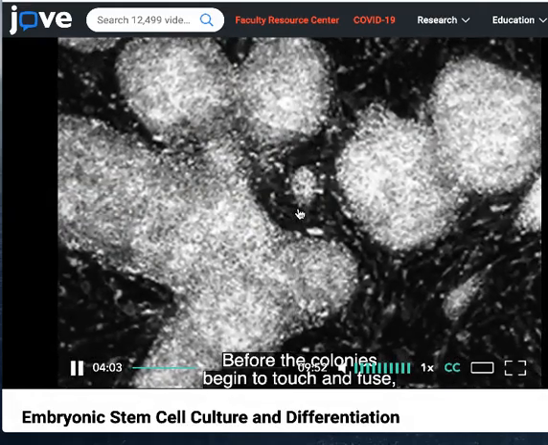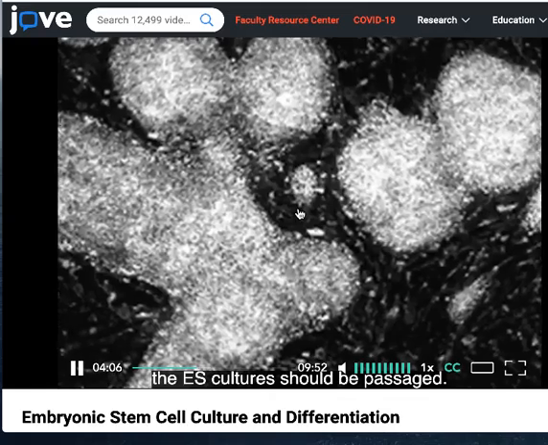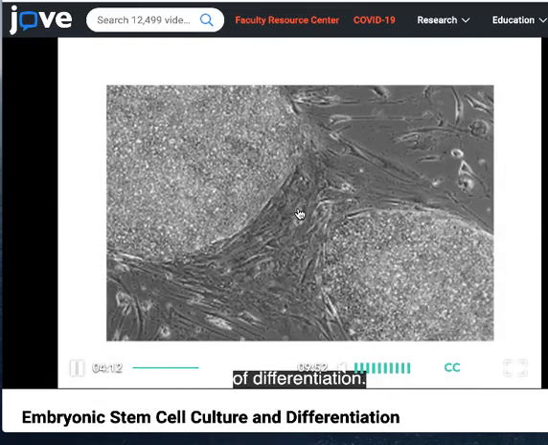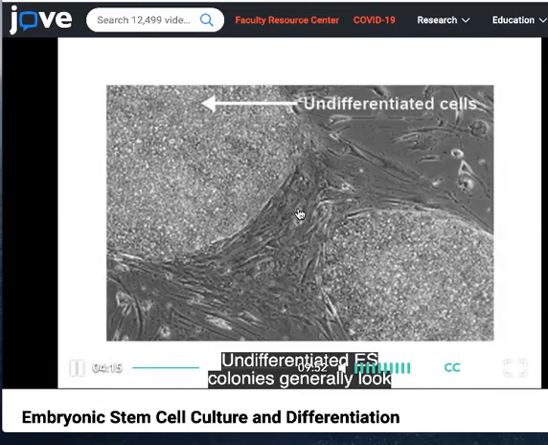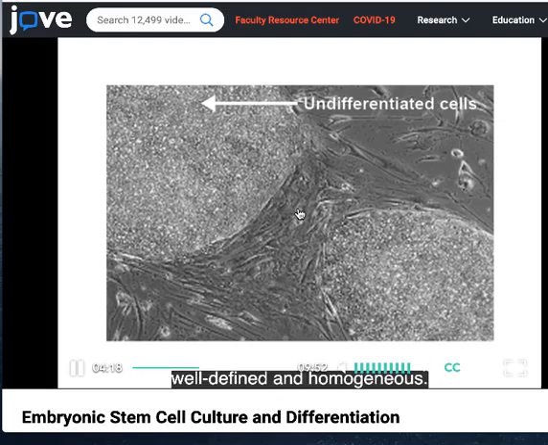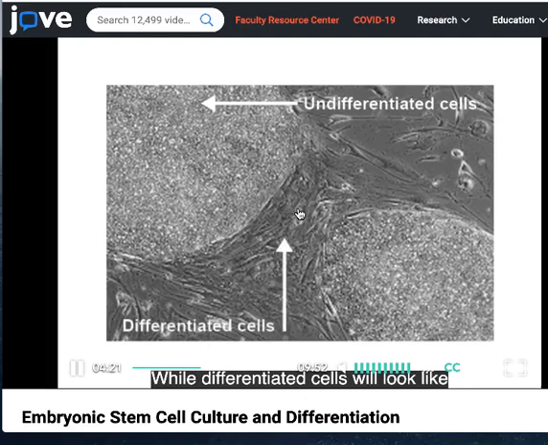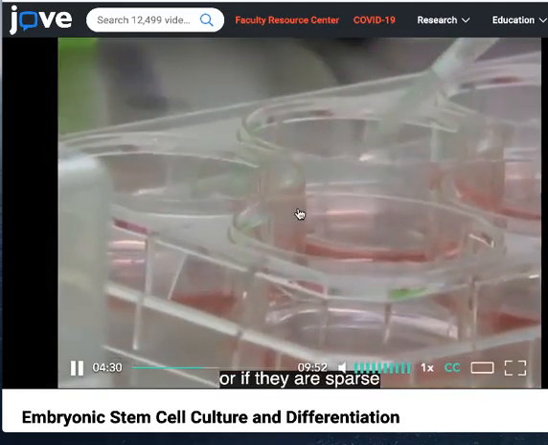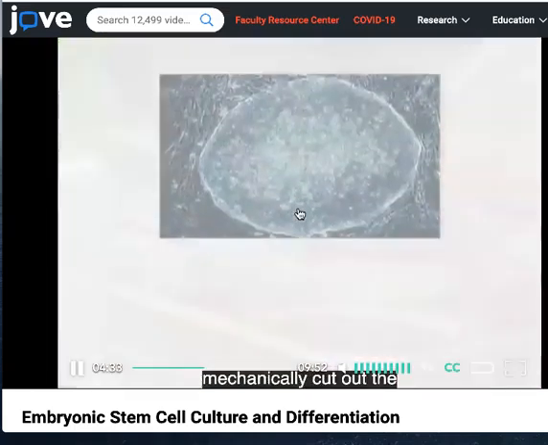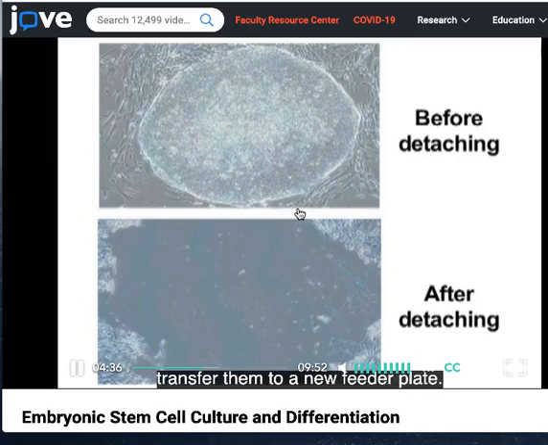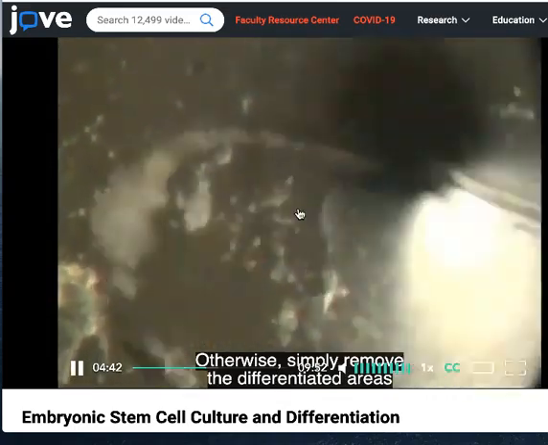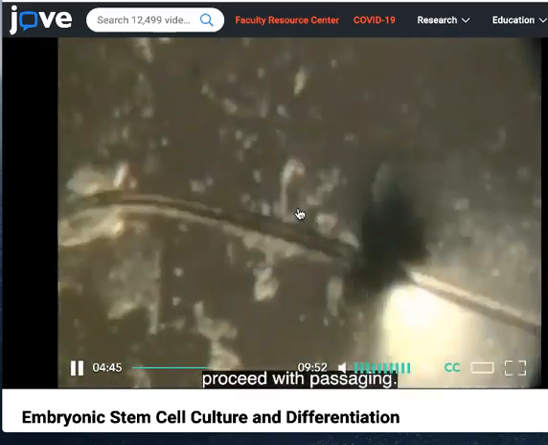Before the colonies begin to touch and fuse, the ES culture should be passaged. One should observe the ES cell's morphology to see if they are showing signs of differentiation. Undifferentiated ES colonies generally look well-defined and homogeneous, while differentiated cells would look like dull, irregular-shaped cobblestones. If colonies show 70% or more of differentiation, or if they are sparse, mechanically cut out the undifferentiated colonies and transfer them to a new feeder plate. Otherwise, simply remove the differentiated areas or colonies and proceed with passaging.